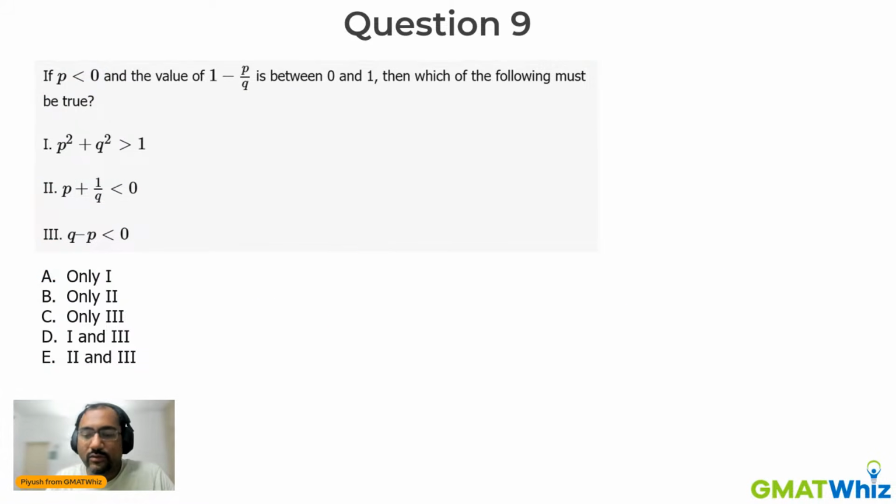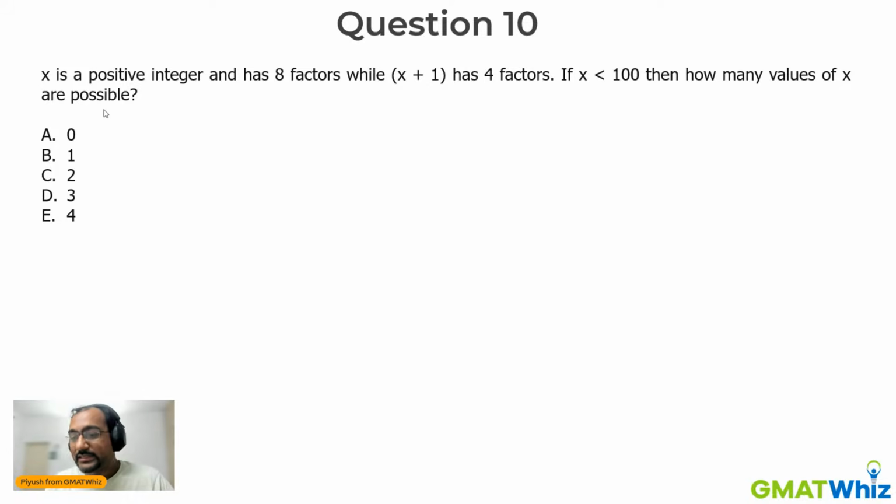Now let's get to the last one, which is question number 10. This is the most difficult question in the entire test set that you guys did. So let's get to this. It says x is a positive integer. I know x has 8 factors.